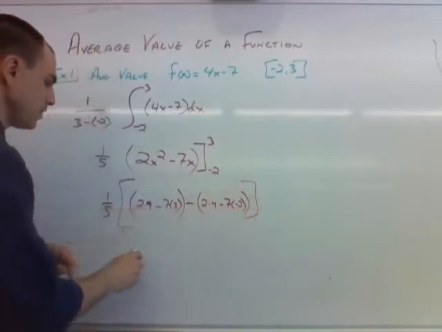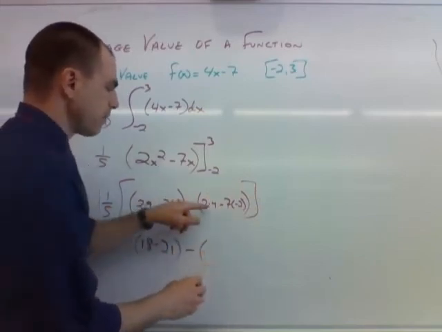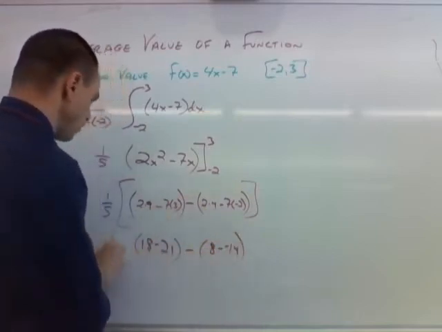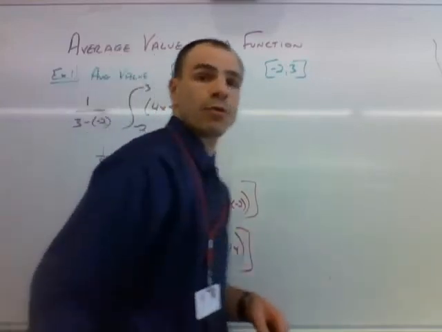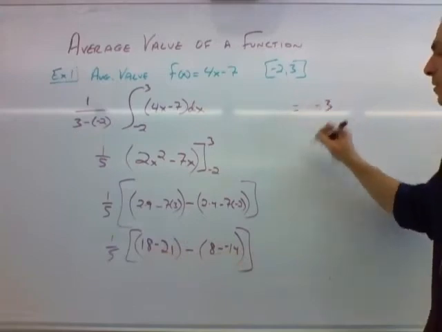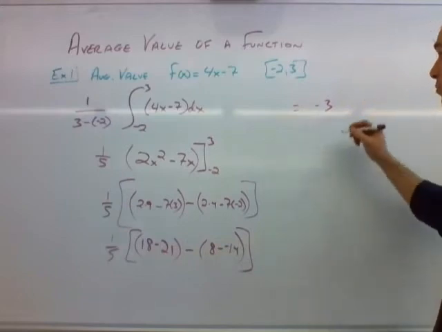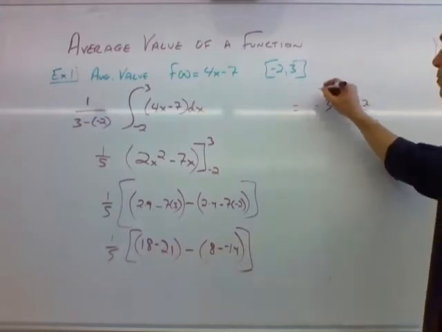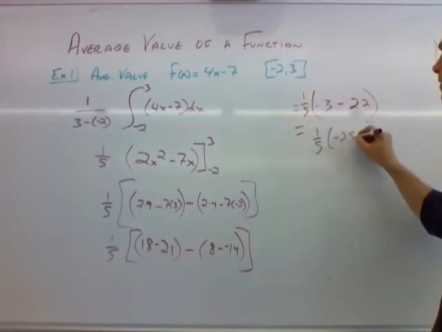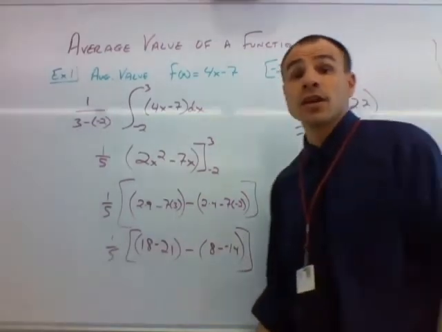So 18 minus 21, and then we're subtracting, and then we have 8 minus negative 14. And again, 1/5 around the whole thing. So 18 minus 21 is negative 3. 8 minus negative 14 is going to be 22. So we have negative 3 minus 22. And again, we want 1/5 of that. So we have 1/5 of negative 25. So lo and behold, our answer is the average value of that function is going to be negative 5.